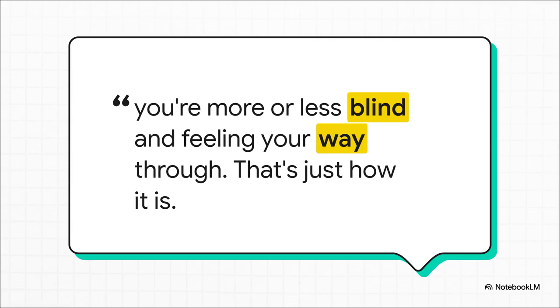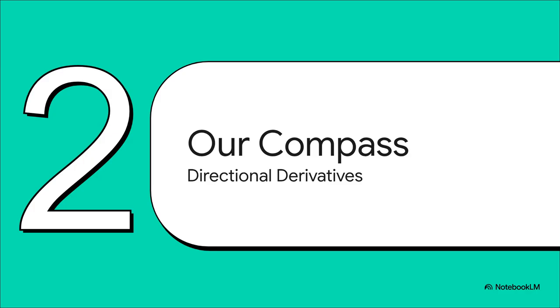So that's the big question, right? If we can't see the map, how in the world are we supposed to find our way? Well, we need tools. We can't use our eyes, so we need something else. And our first tool, it's kind of like a compass. It can't show you the whole map, no way. But what it can do is tell you which way is down, right from where you're standing. And that tool is called the directional derivative.